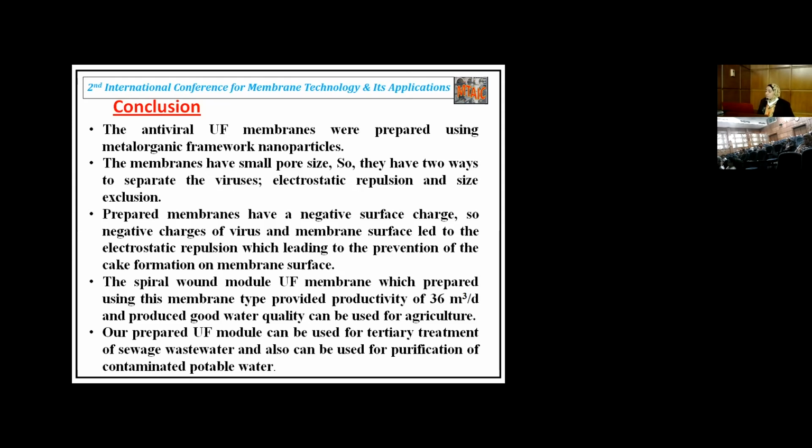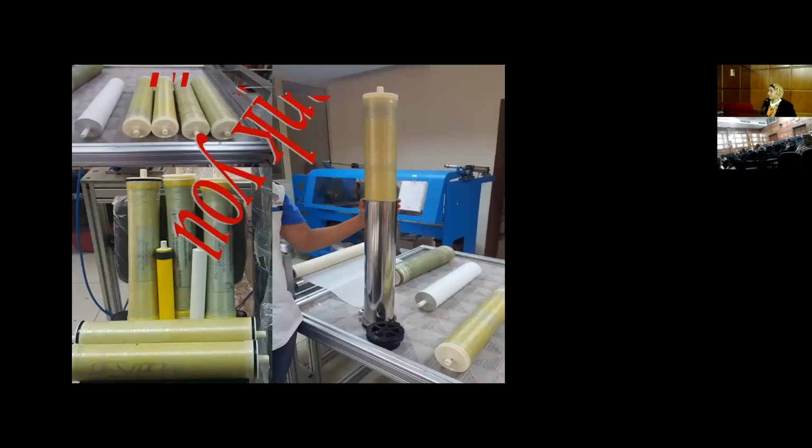The spiral wound module UF prepared using this membrane type provided a productivity of 36 cubic meters per day, enhanced during operation. Our prepared UF module can be used for tertiary treatment of sewage wastewater and for purification of contaminated potable water. Thank you.